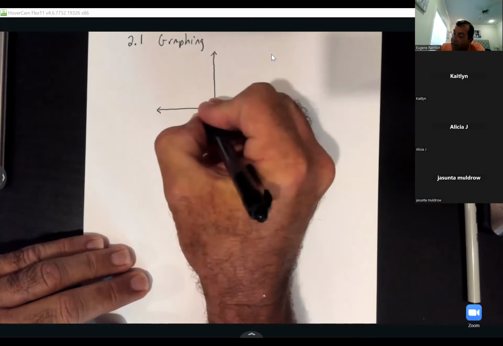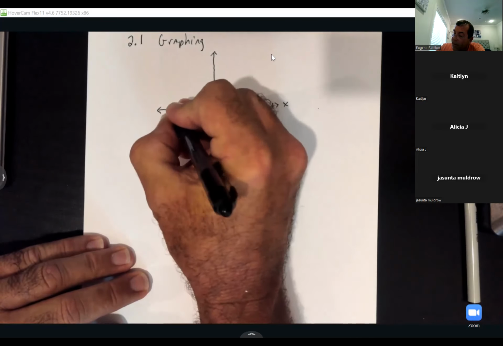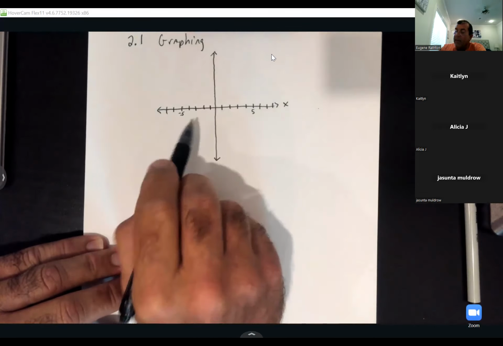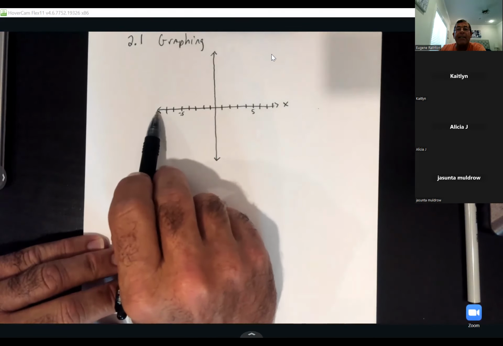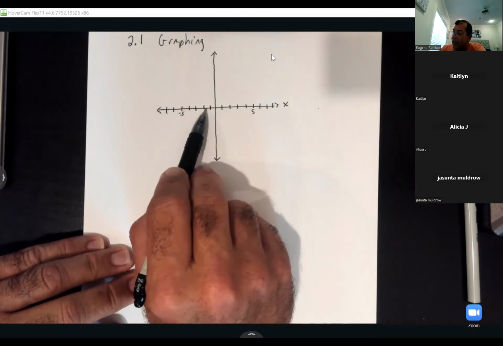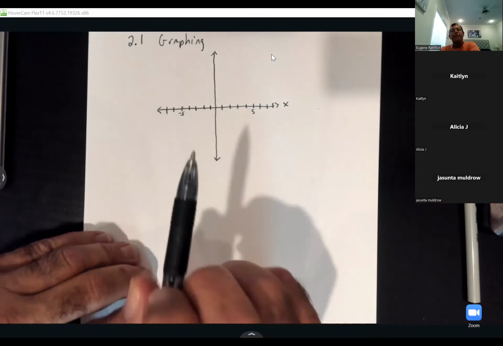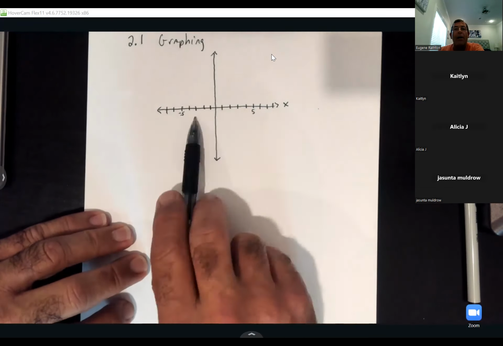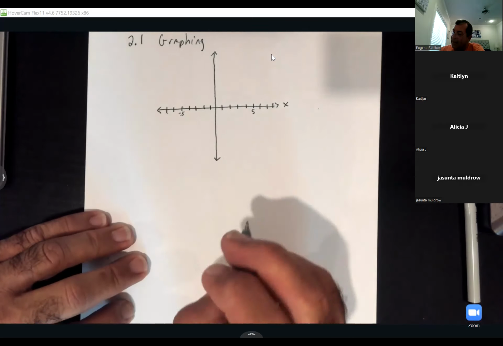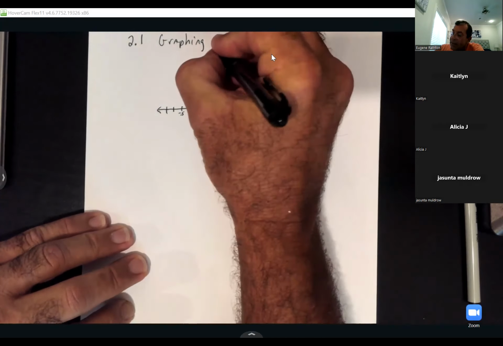And then to the left, it gets more negative as it heads out towards negative infinity. So from the center, you got -1, -2, -3, -4, -5, and so on. But y'all, we've already plotted on the X-axis in the last test. So now we got a vertical axis.